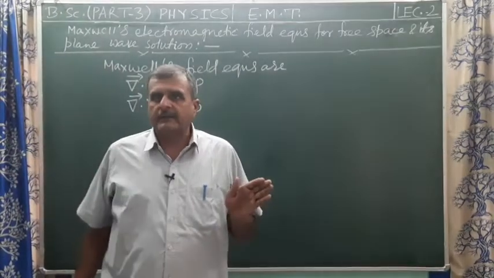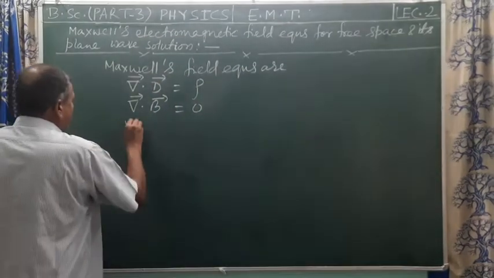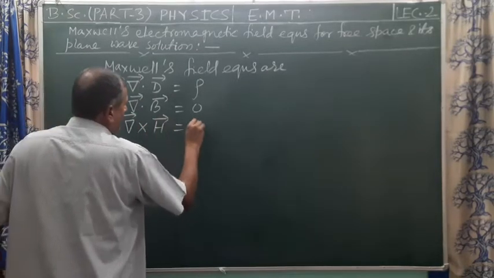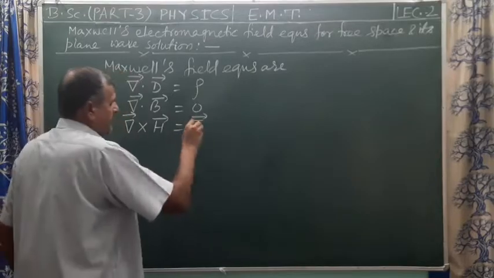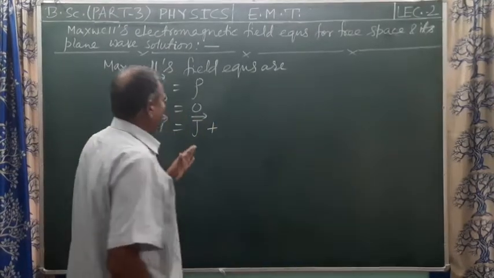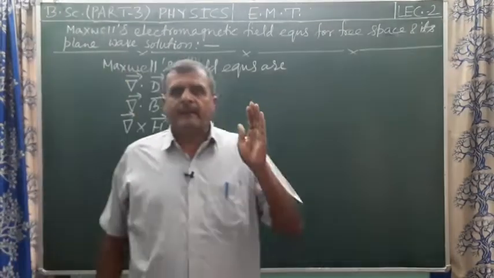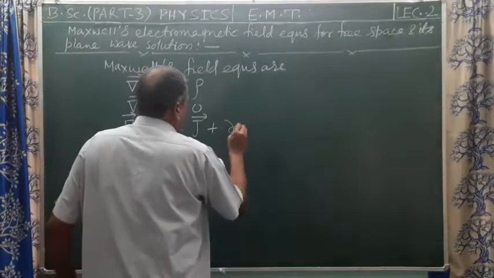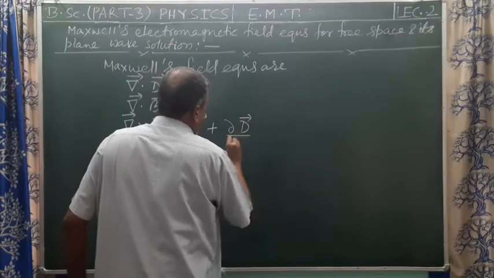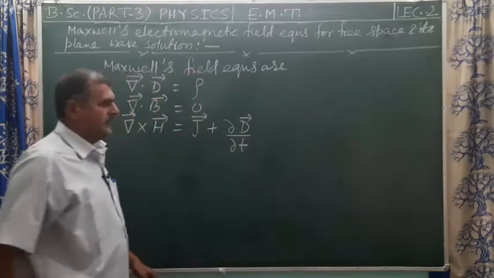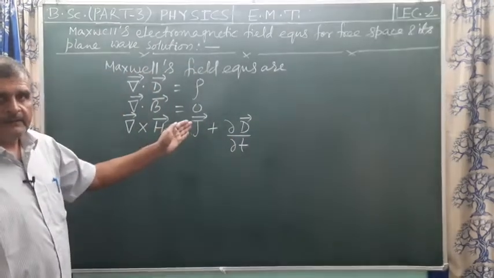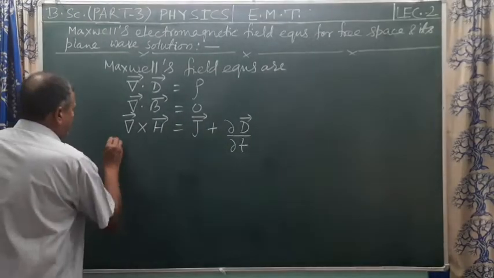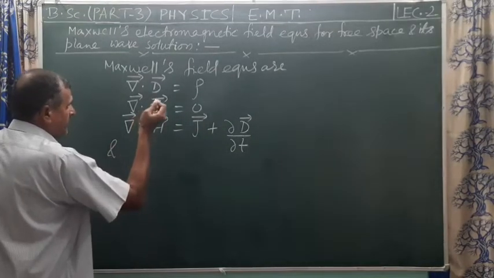Third Maxwell's field equation is curl H, that is in operator form del vector cross H vector equals J vector, which is current density, plus del D vector by dt, del D vector upon dt. This is Maxwell's third equation.